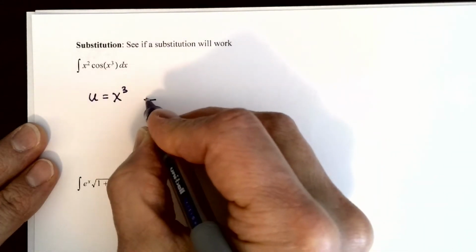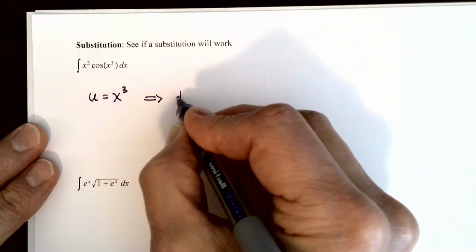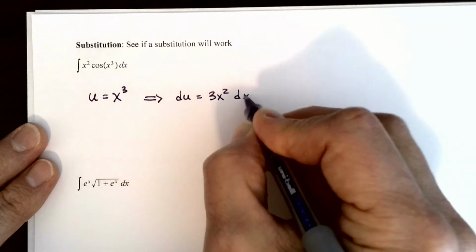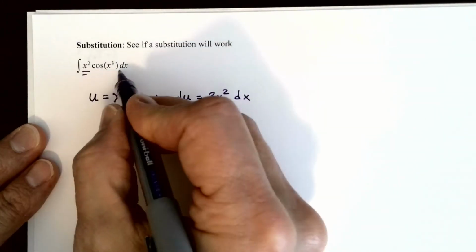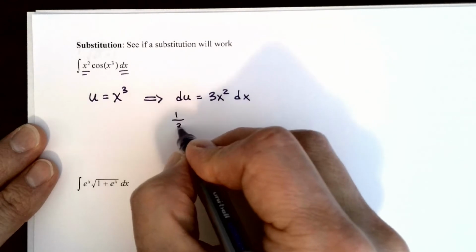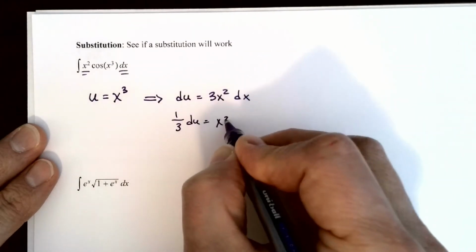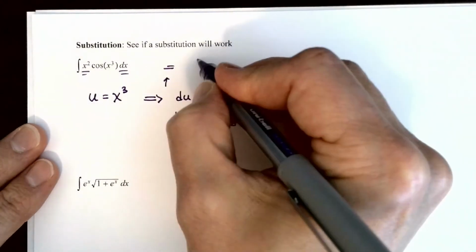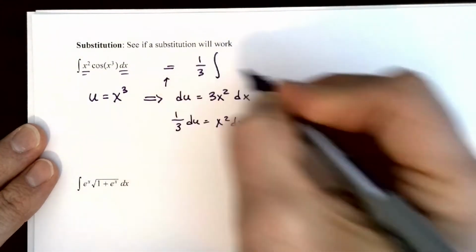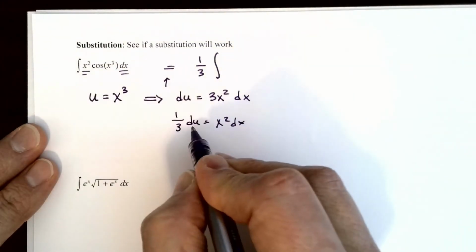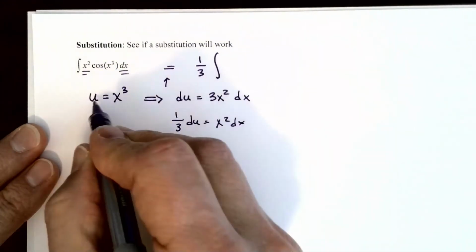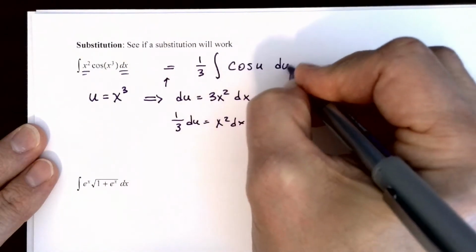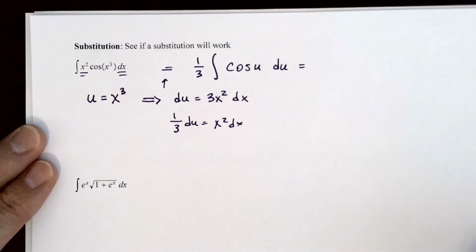So remember, anytime you use a substitution, we need to know what that du is, right? In this case, it's going to be 3x squared dx. And that's good in a sense because I've got an x squared dx, so I just need to look at 1/3 du being x squared dx. And so this integral is 1/3 can come outside. The x squared dx is the 1/3 du, and I've got cosine of x cubed, or cosine of u du.